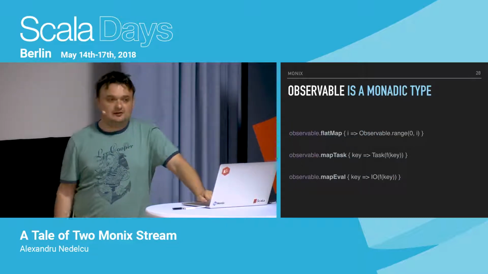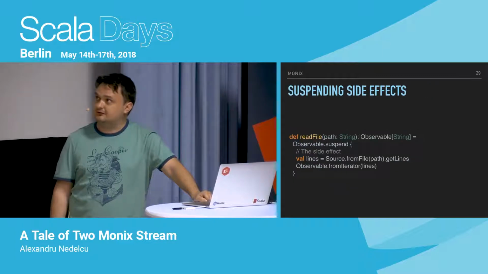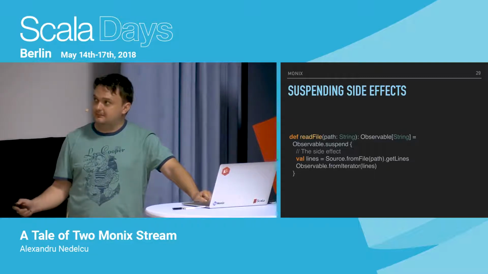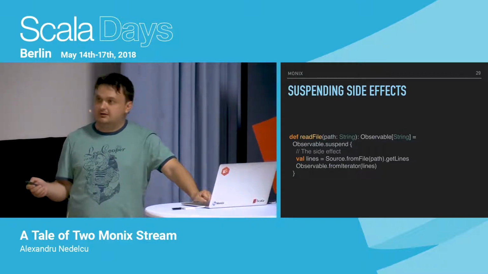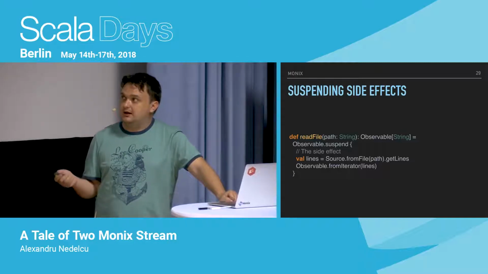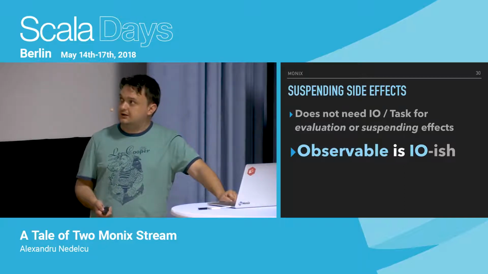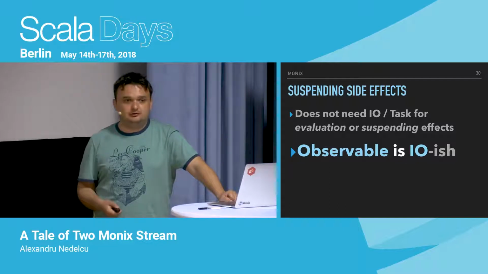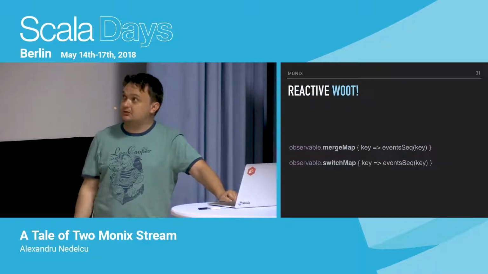So Observable is a monadic type. Our flatMap is the monadic flatMap. It passes all the laws because it's lazy and it suspends side effects. This is an example where we are reading lines from a file, but this describes what we call a cold data source, meaning that you have to subscribe to it in order to read that file, because just calling the function won't do anything. And if you are familiar with the IO data type or with Task from Scala, Observable itself is IO-ish. It doesn't need an IO or Task to evaluate, and this is an important point which I'll talk about in the second part of the presentation, where I'm going to talk about Iterant.